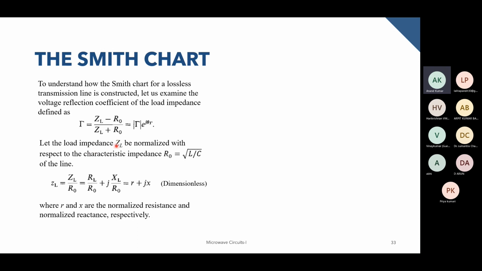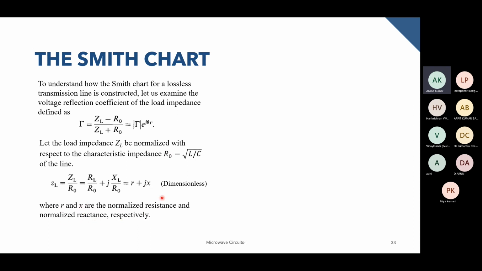The load impedance is again ZL, and we will normalize everything with respect to the characteristic impedance, which is root L by C. Make sure you note that earlier we were referring to it as Z naught; now we will be using R naught. When you normalize, you normalize the real part and the imaginary part, and we can write this as R plus JX. After normalizing, this term becomes dimensionless. So R is the normalized resistance and X is the normalized reactance.